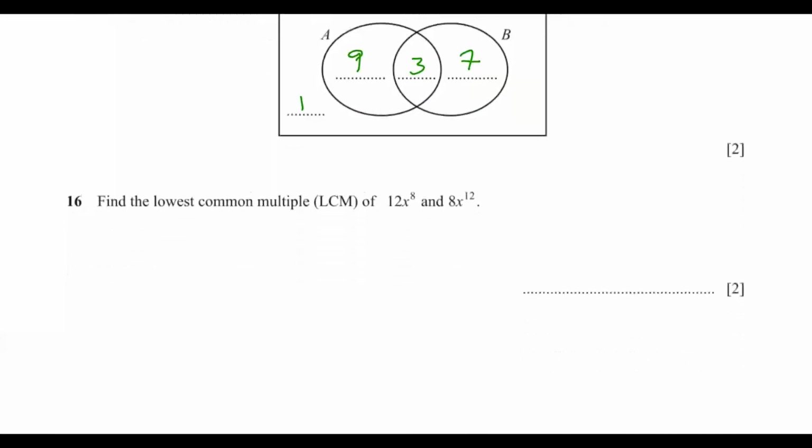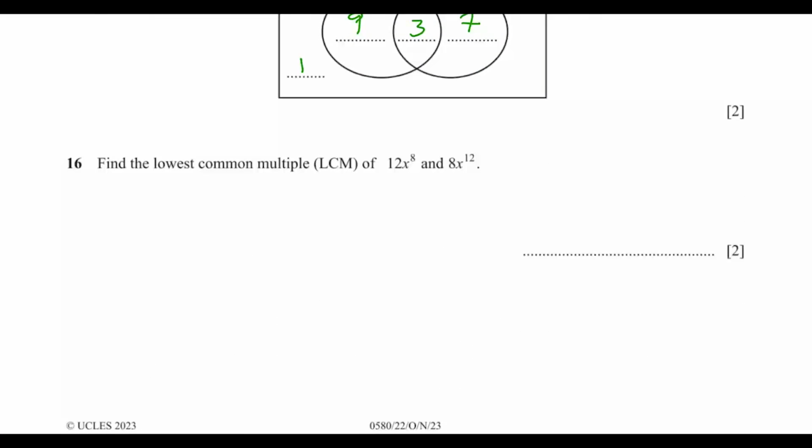Question 16. Find the lowest common multiple, that's LCM, of 12x to the power of 8 and 8x to the power of 12. Okay, so there are a lot of methods you can use to find the LCM. I think I made some videos in that regard, so you can check my YouTube channel again.